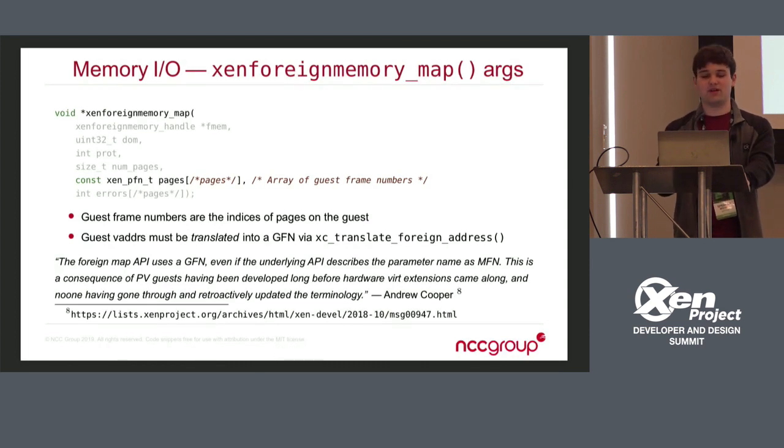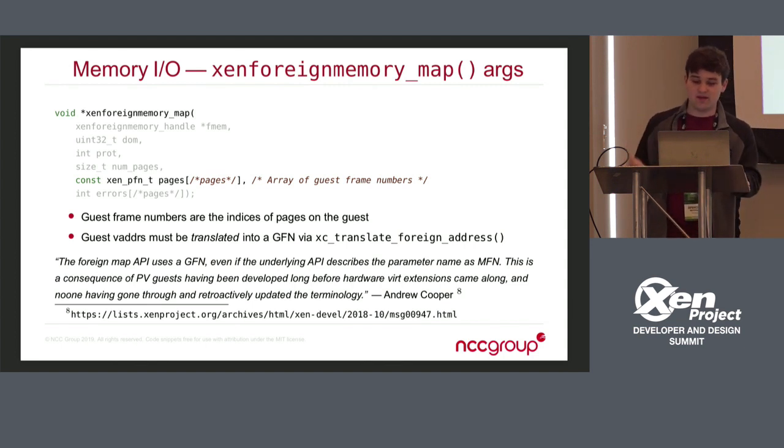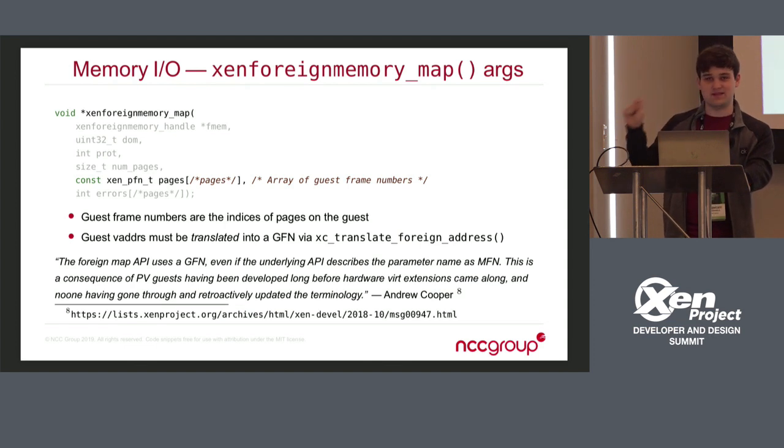Pages is the complicated argument here. It is an array of xen_pfn_t, which are basically just unsigned ints, so it's like an index. These are guest frame numbers, which are indices of the pages on the guest. Those are distinct from guest virtual addresses, which are the addresses you would expect to see in a debugger UI or in messages that you would send and receive in a debugger stub.